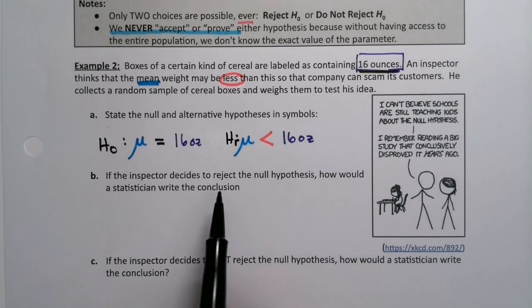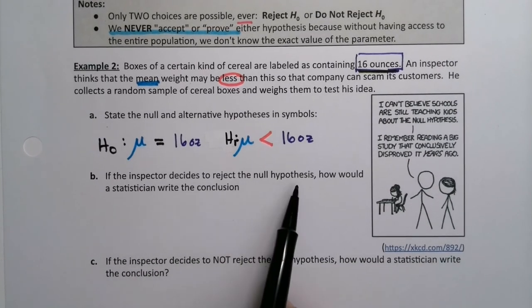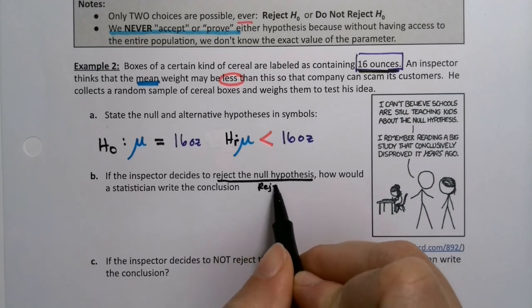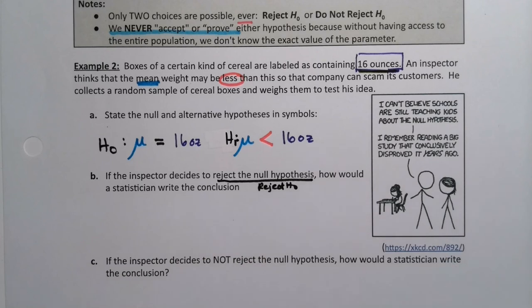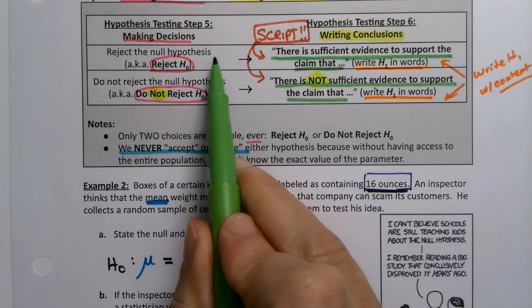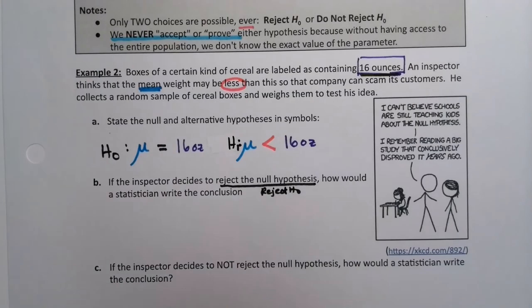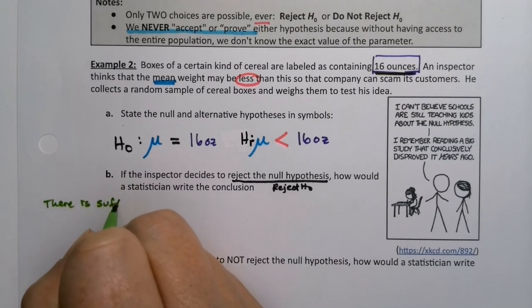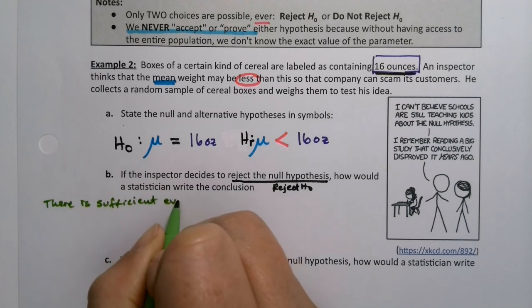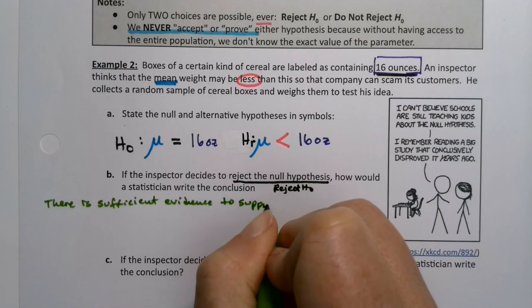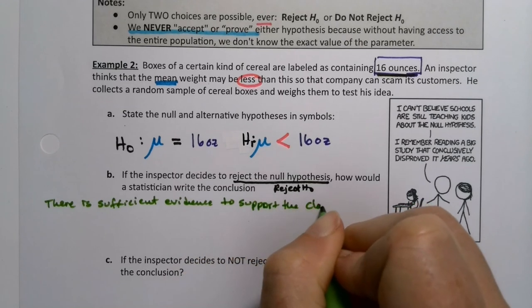All right. Now, if the inspector decides to reject the null hypothesis, okay, so that's their decision. So their decision is to reject H0 right there. Reject H0. How would the statistician write that conclusion? All right. If we reject H0, we write this, right? It goes together. See that arrow in there? Follow it. So we would write, there is sufficient evidence to support the claim that.